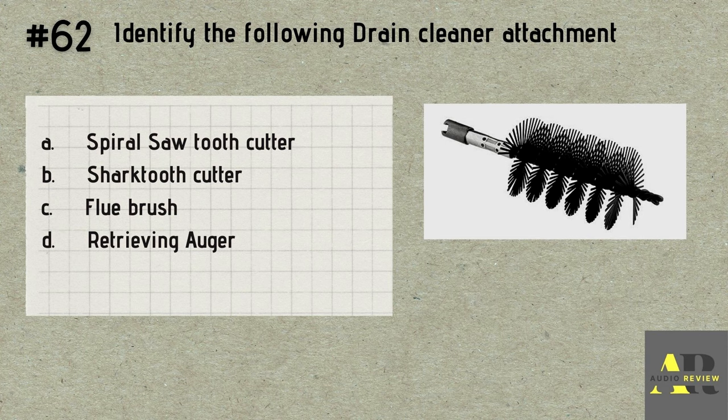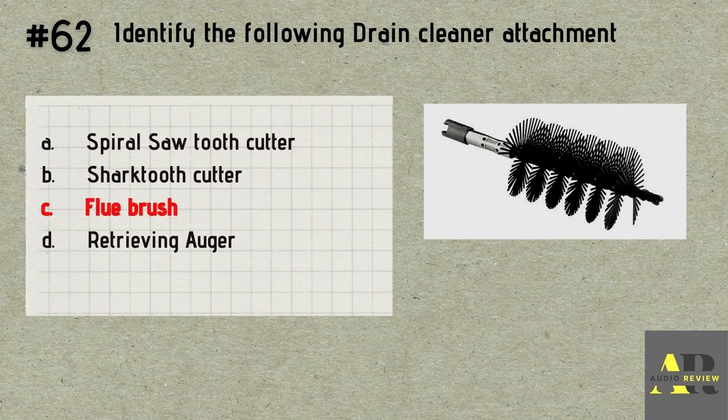Question 62. Identify the following drain cleaner attachment. Is it A. Spiral saw tooth cutter? B. Shark tooth cutter? C. Flue brush? Or D. Retrieving auger? The answer? It's C. Flue brush.